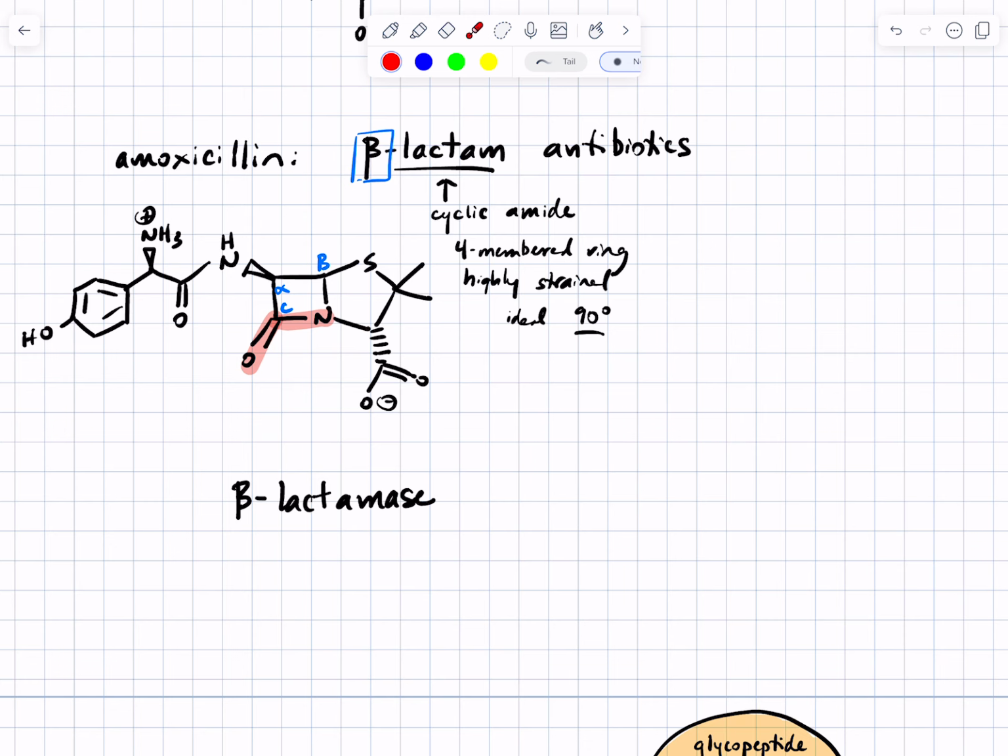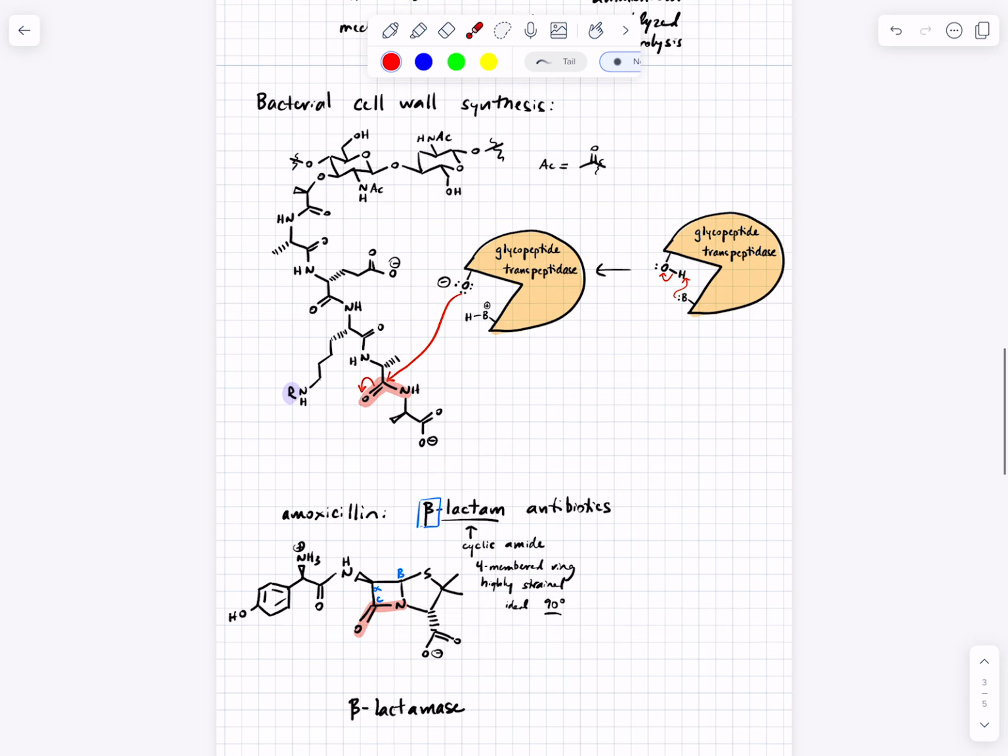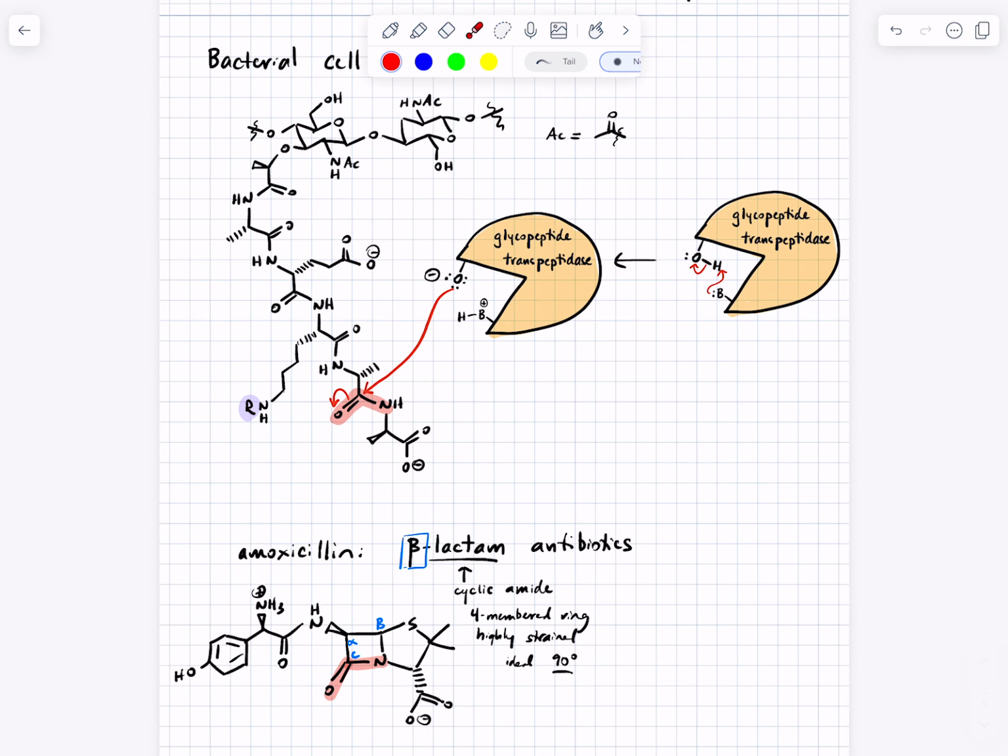So that's the beta-lactam antibiotic story. And it's a classic example of amide stability and also nucleophilic acyl substitution. Because notice what happens.